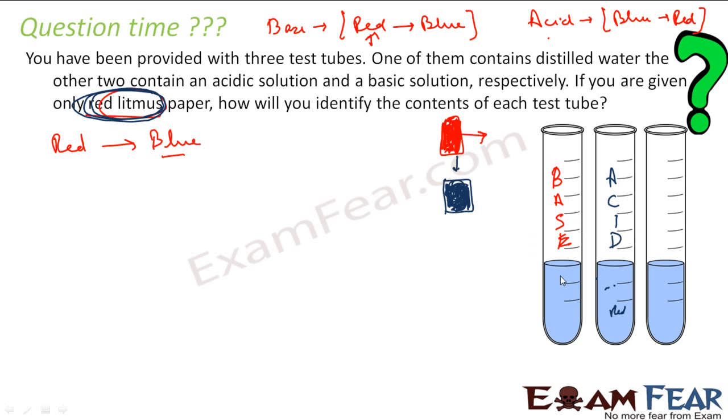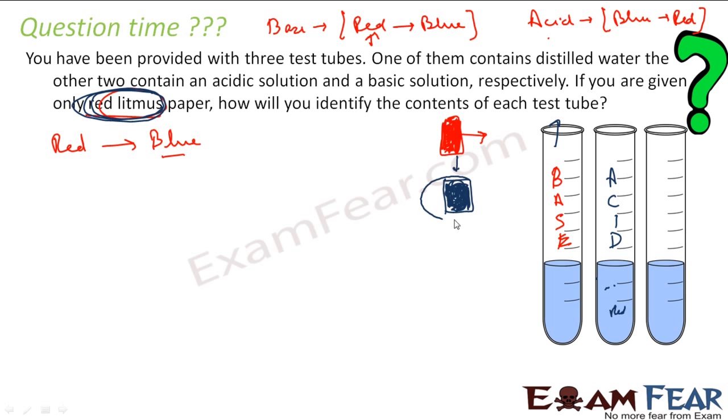So I found that the moment I dipped in whichever test tube, the red litmus turned into blue, that particular test tube is basic in nature. So I got this basic one. I know that this one is basic. Now I'm going to two test tubes to define which one is acid, which one is neutral.